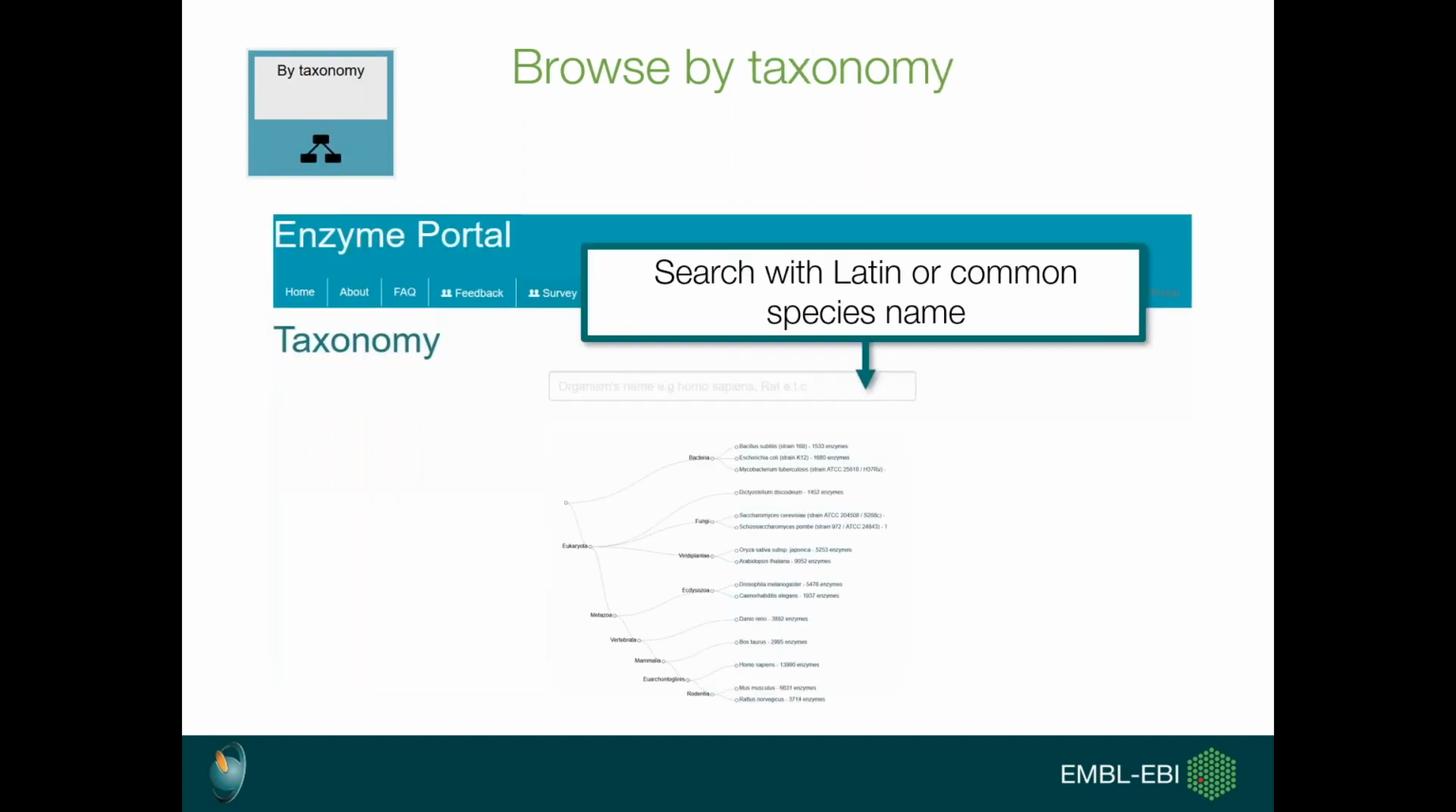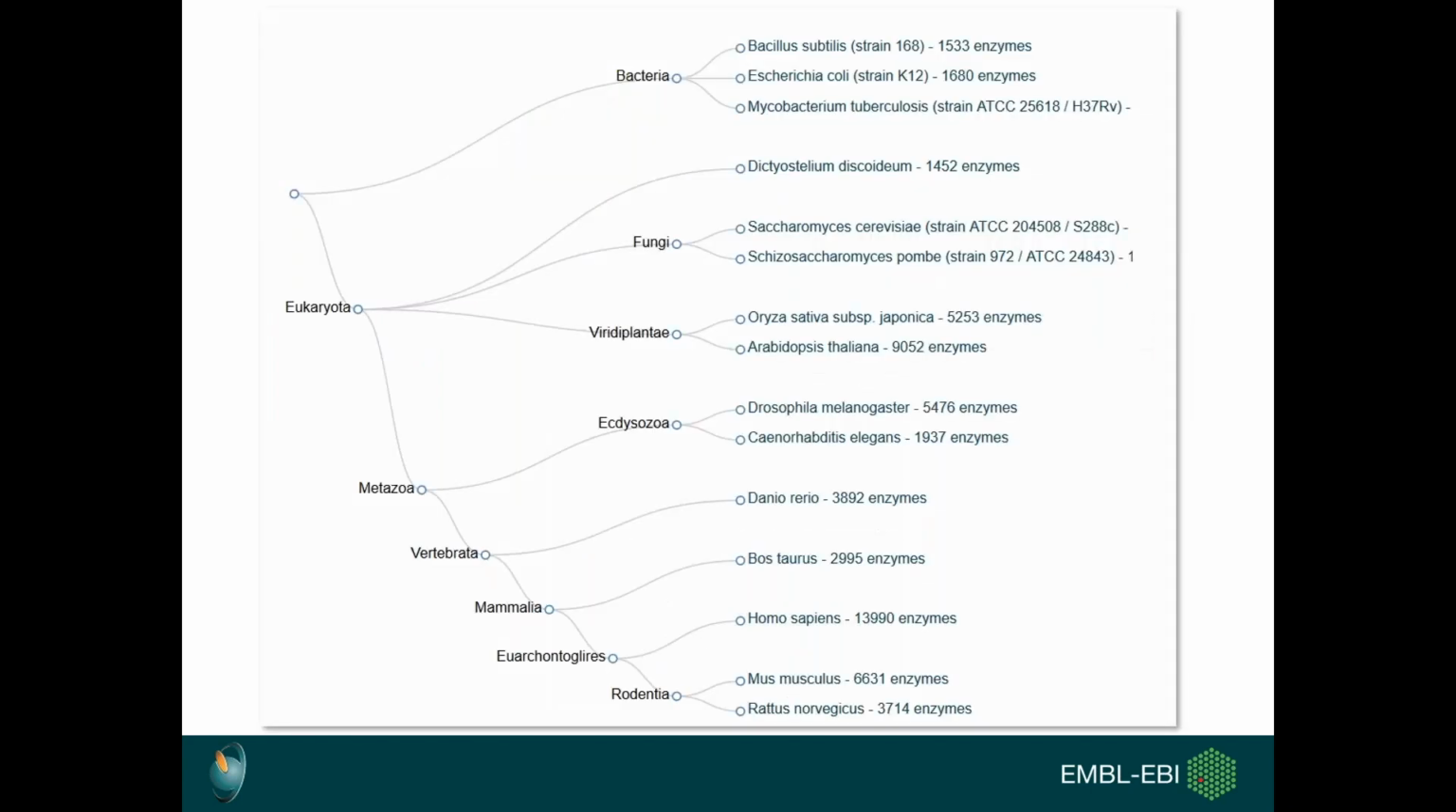The last specific search that you can do in the Enzyme Portal is the one that allows you to browse enzymes by taxonomy. This will allow you to retrieve enzymes for a specific species. In the search box at the top, you can use either the common or the Latin species name. For instance, human or Homo sapiens will work for the search. We also provide direct access to well-characterized species, especially those that are used as model organisms, such as mouse, E. coli, or C. elegans.